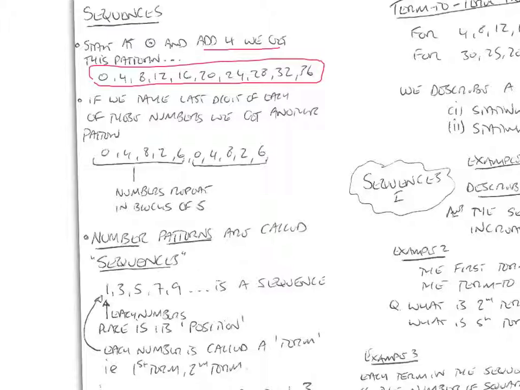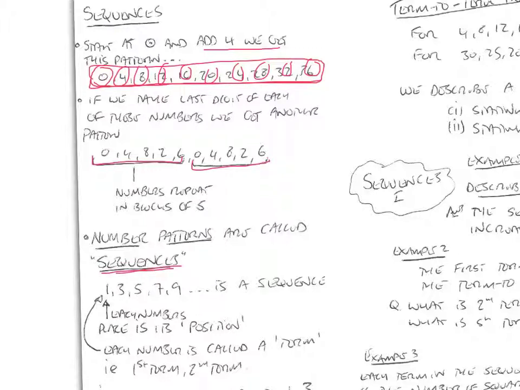Okay, so the last digits of these numbers are 0, 4, 8, 2, 6, and then 0, 4, 8, 2, 6. So there's actually numbers repeating in blocks of 5 within this bigger pattern. Okay, number patterns are called sequences.